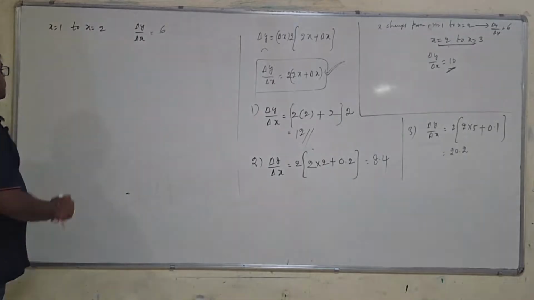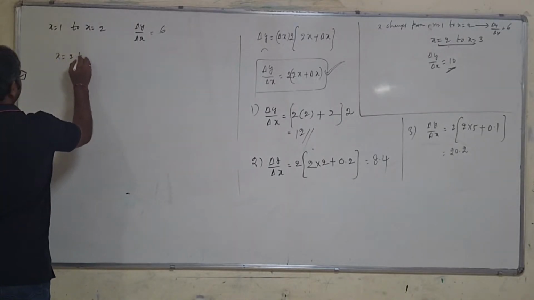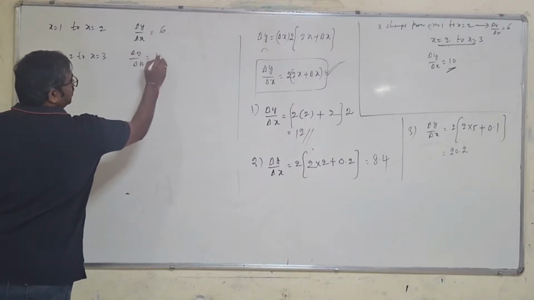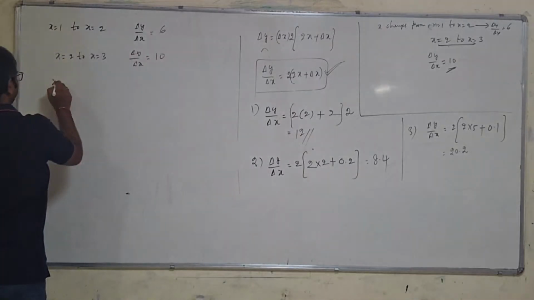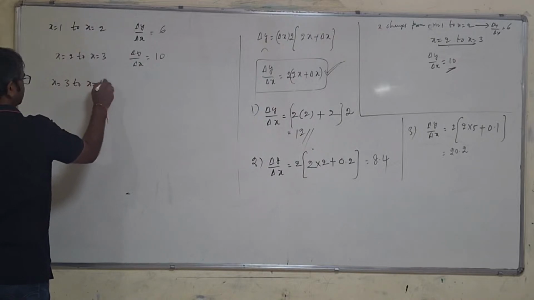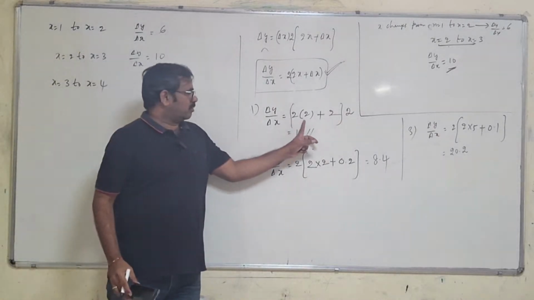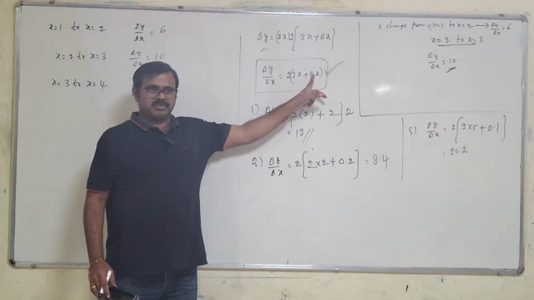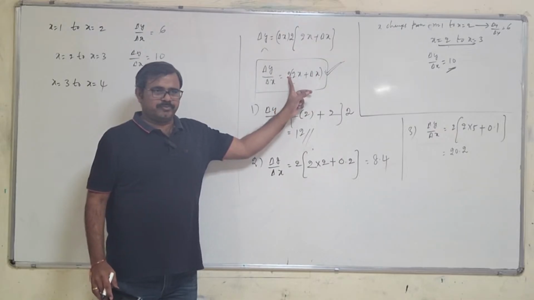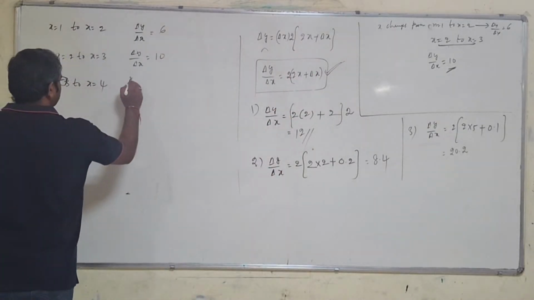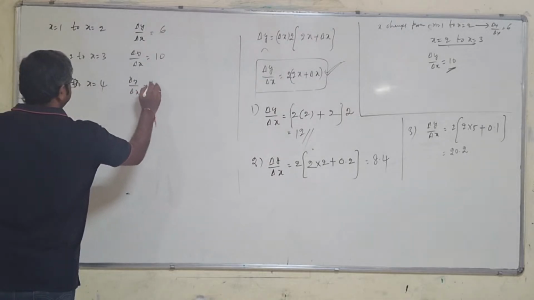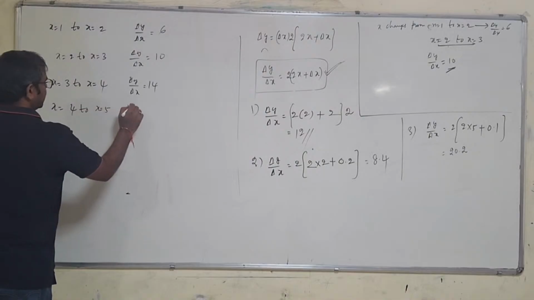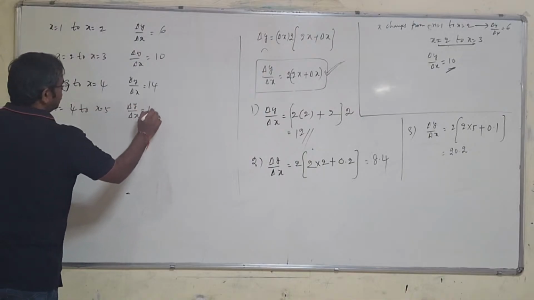6. From 2 to 3, what is delta y by delta x? We got 10. From 3 to 4, you tell me quickly. 3 to 4 means 3 into 2, 6. 6 plus 1, 7. 7 into 2, 14. Delta y by delta x is equal to 14. One more. From 4 to 5, you'll get delta y by delta x is equal to 18.